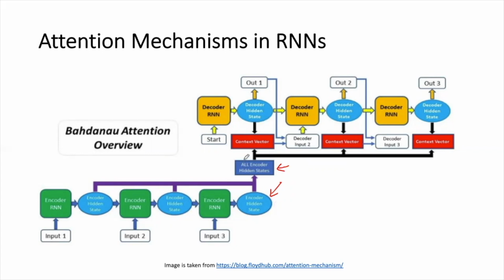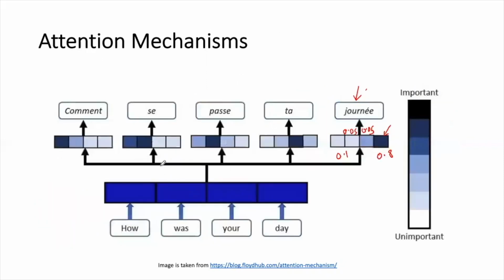So the decoder uses these encoder hidden states to generate a context vector at each timestamp. This context vector is generated at each timestamp, and that basically captures the importance that needs to be given to the input word. So for example, when we are generating the first context vector here, it should give more importance to the corresponding word. So in the previous example, let's say journée corresponds to day.